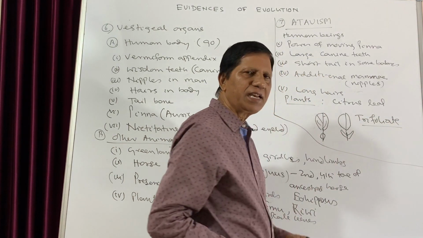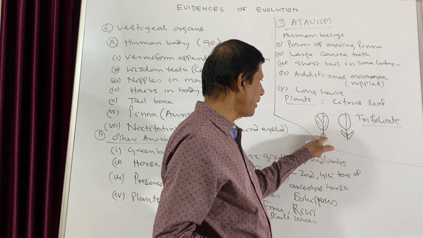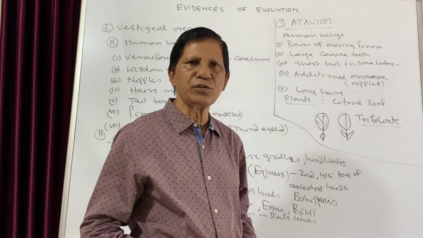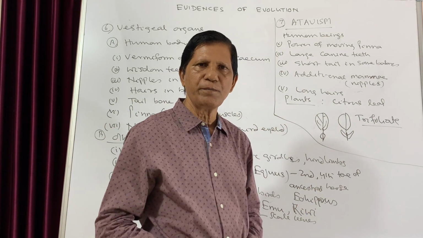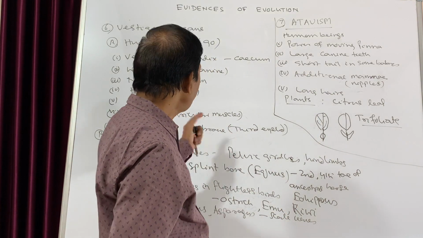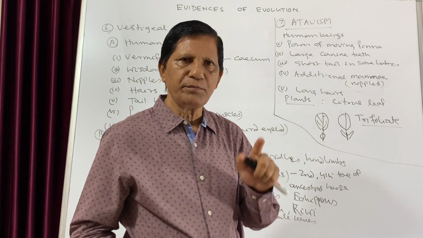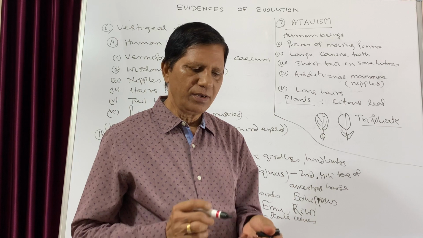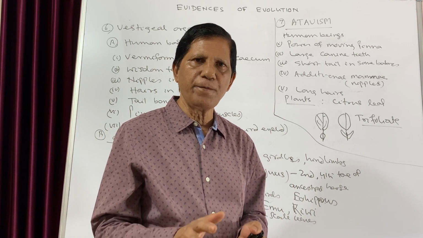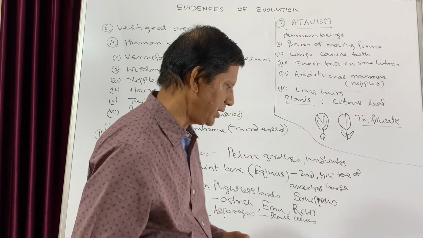That means 3 leaflets were there, but 2 have been reduced, and ultimately they have become winged, and only a single leaf is there. So we are considering it as a simple leaf. But originally it was trifoliate. So these are some examples from the connecting link, vestigial organs, and atavism. These are the 7 different points that we have discussed from comparative morphology and anatomy. Now let us discuss questions.